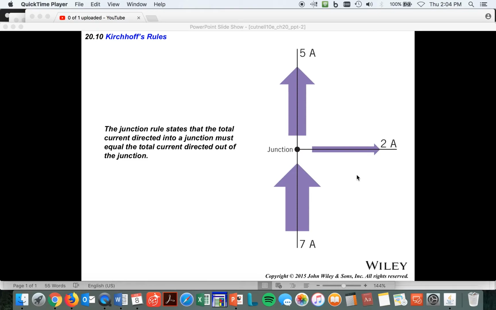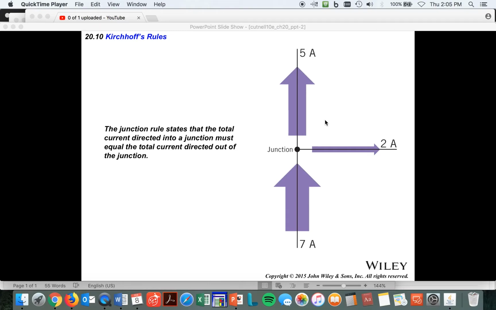Anyway, the junction rule states that the total current directed into a junction must equal the total current directed out of the junction. This is kind of like your calorimetry problems. The amount of energy going in is going to equal the amount of energy coming out of a system. Actually, this is not a conservation of energy thing, though. Remember this: Kirchhoff's rules, conservation of charge.